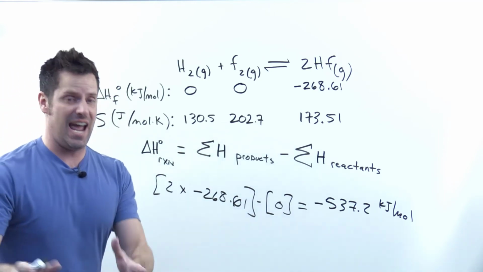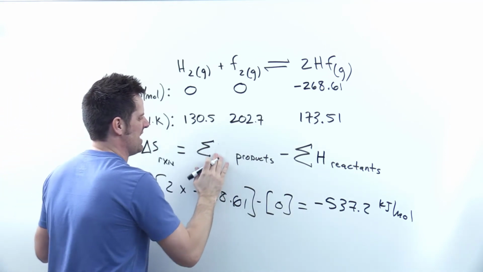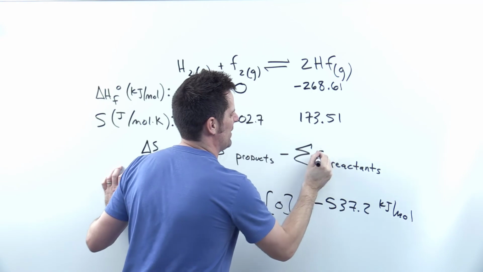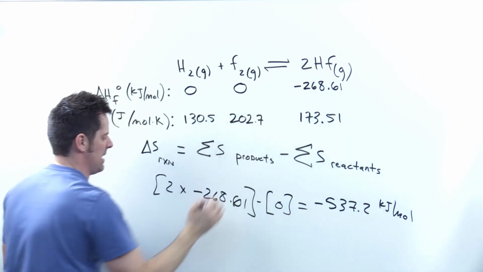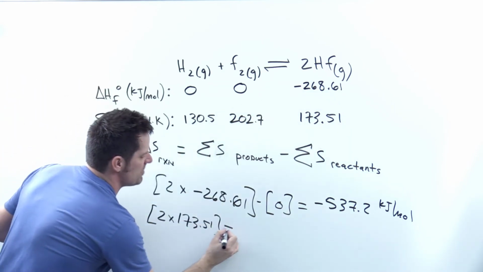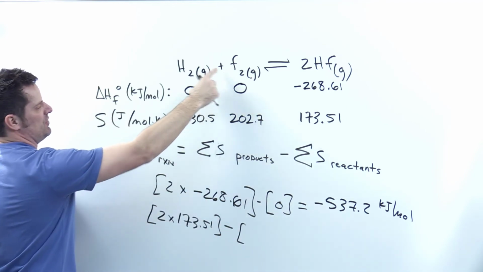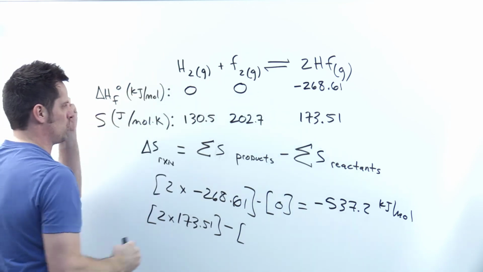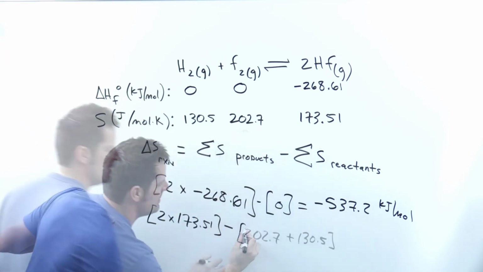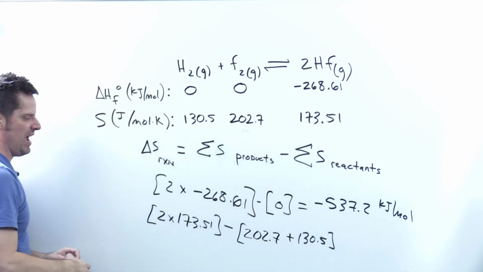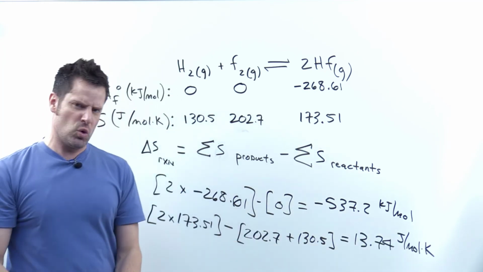How do I do it for delta S? Well, I do the analogous thing. I guess what I can do is I'll just erase all of these H's and replace them with S's, but I'm using the otherwise same equation, right? I'm going to take my S value for my product, which is 173.51, and I have to multiply it by 2. And then I'm going to subtract from that the sum of all of my S values for my reactants, okay? Now there's an implied 1 coefficient, not written but understood, next to each of these reactants, so I don't need to multiply these things by anything except for 1. So I'm just going to take here the sum of 202.7 and 130.5. Plug this into your calculator. You should end up getting positive 13.74 joules per mole Kelvin.